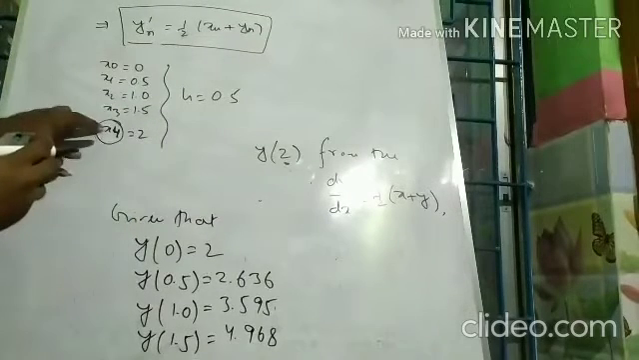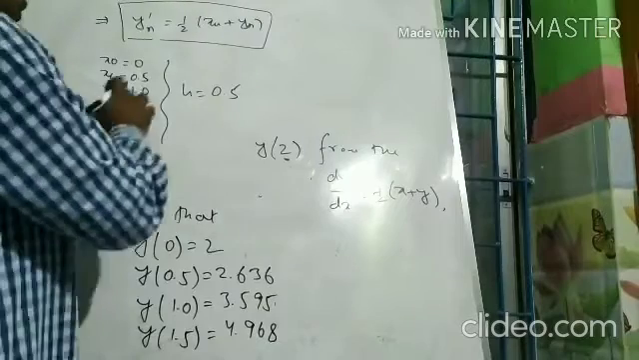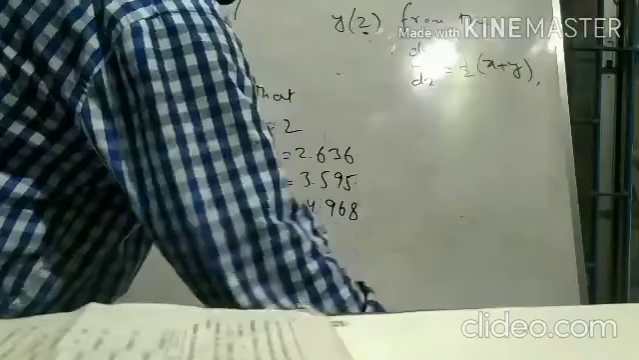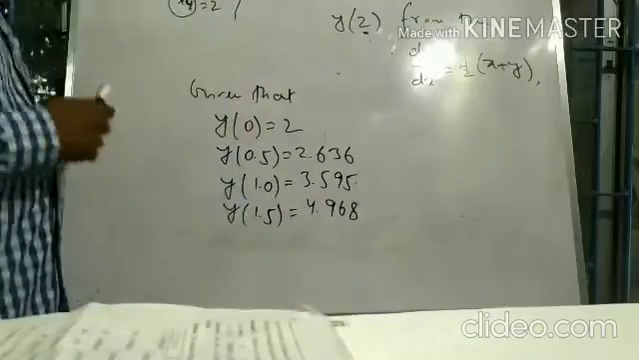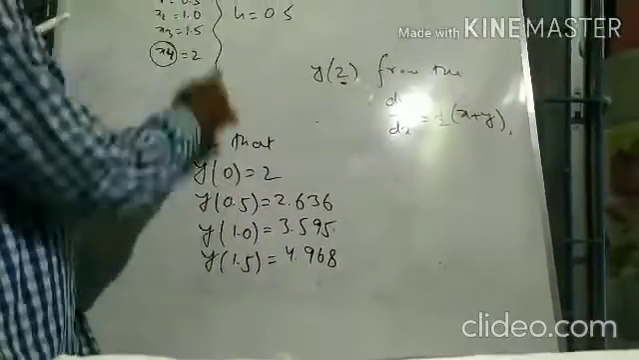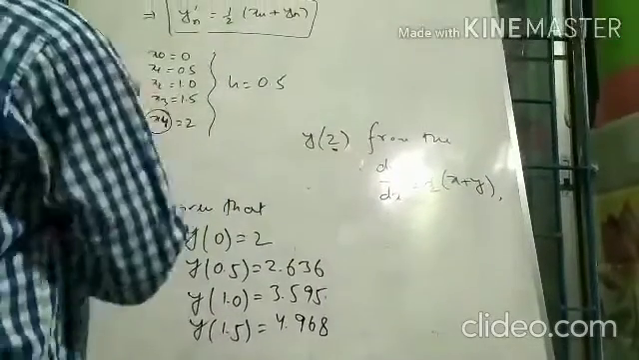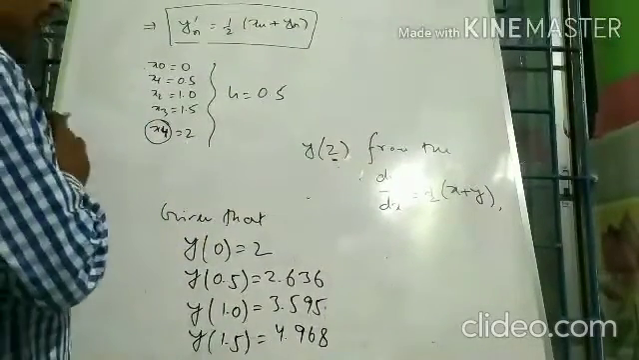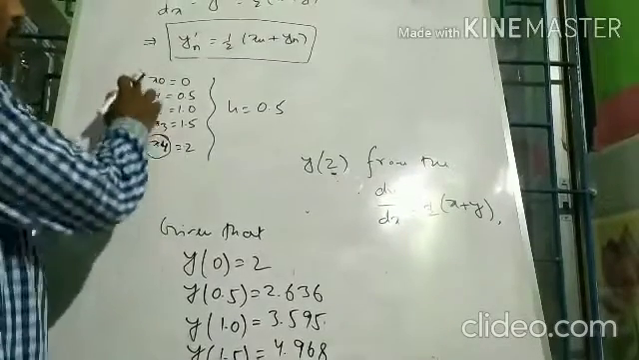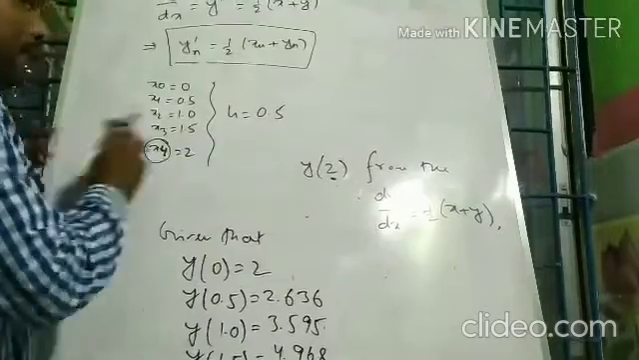At that point we have to calculate y. So x0 is 0, x1 is 0.5, x2 is 1.0, x3 is 1.5, and this is x4, which is 2. These nodes x0, x1, x2, x3, x4 are equispaced nodes, so step length h equals 0.5.